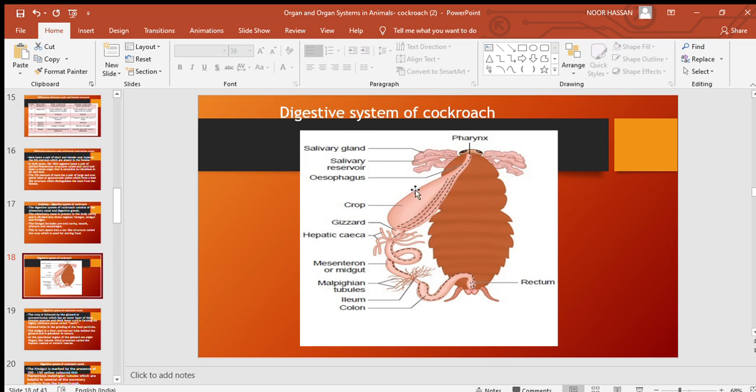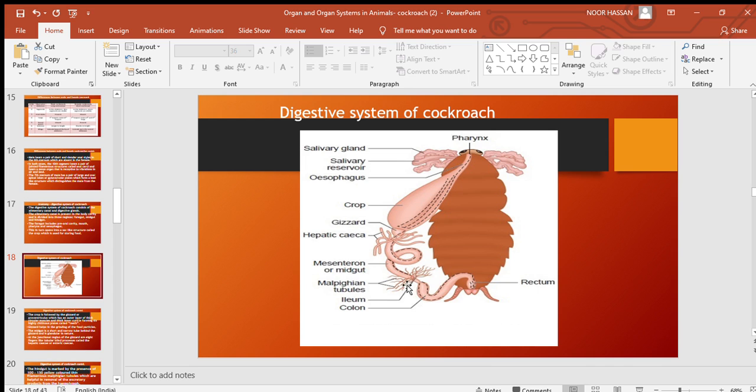So the crop is to store the food, and the gizzard, with the help of teeth present inside it, helps in grinding the food. So this is the midgut, followed by the foregut. This is the midgut. It is a shorter one, and between the gizzard and this midgut, we can find some finger-like projections, and these are called hepatic caeca. This hepatic caeca also secretes some enzymes that help in digestion.